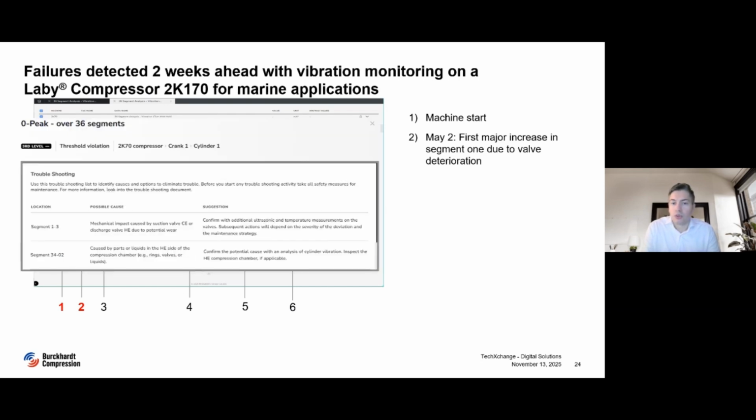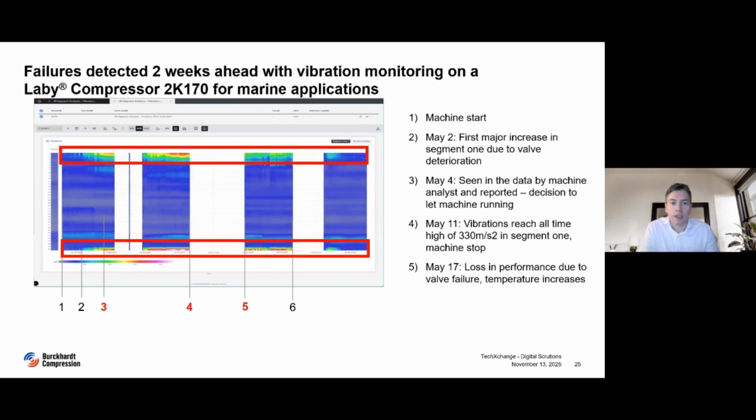The system didn't just raise the alert, it also identified the likely failure mode and provided an actionable recommendation. In this case, you can see the issue was the head end discharge valve. Based on the timing and pattern of the vibration increase, the system gave this recommendation. The customer kept the machine running, but proactively ordered replacement valves to be ready in case of any failures. Then 2 weeks later, the system also detected a rise in temperature and a drop in performance.